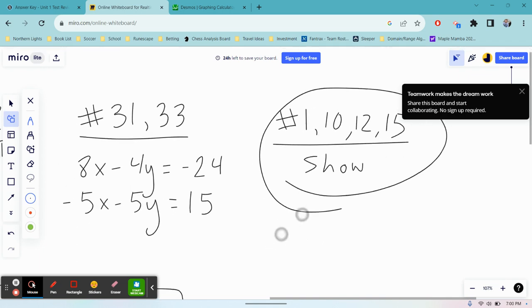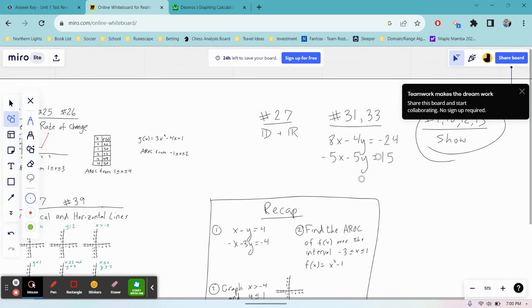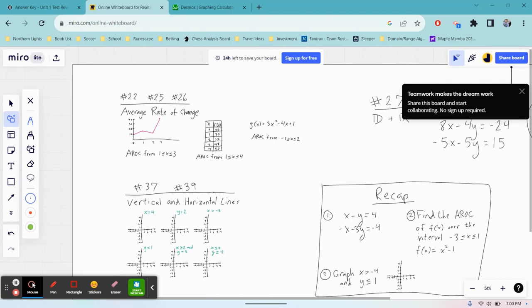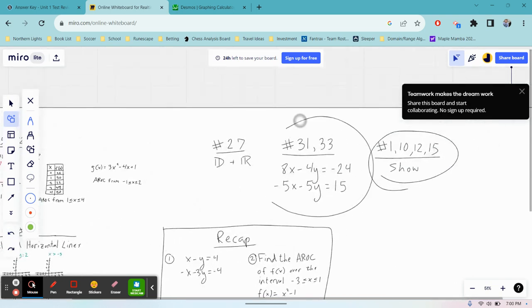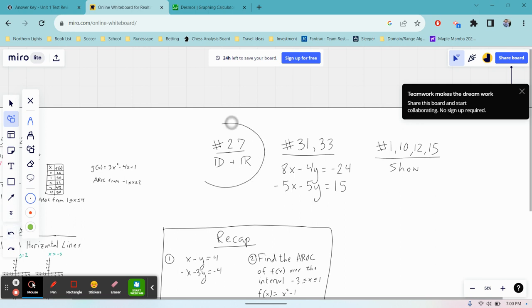Okay, so now let's start digging into the three big topics. Big topic number one, average rate of change. Big topic number two, horizontal and vertical lines. Big topic number three, system of equations. If the only other thing you're stuck on is domain and range, I would encourage you to go back to the other video I posted in Schoology called domain and range, because I wouldn't be as in depth here as I am there.